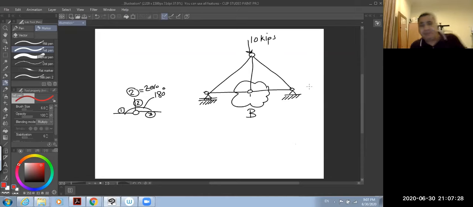Again, joint B has three members, one, two, three. Members one and two are collinear, with 180 degrees between them, and at the joint there is no external force and it is not at a support. That means member three is zero. Okay, let me have another truss.